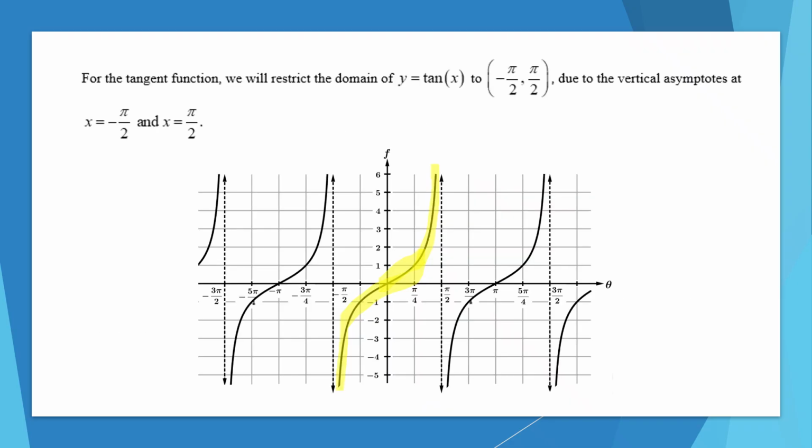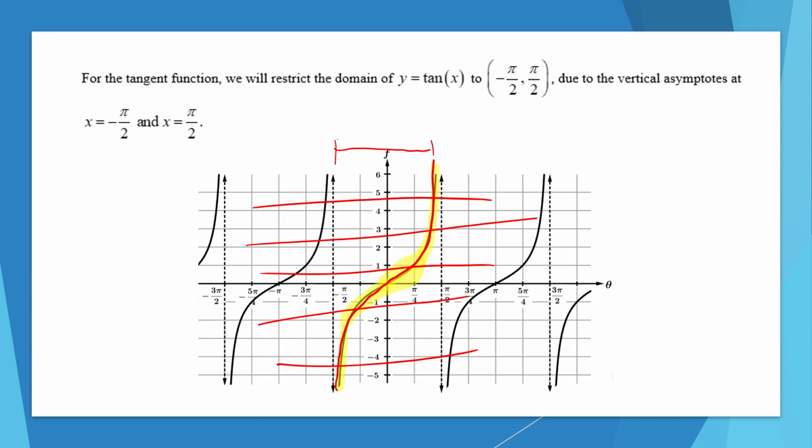And for tangent, it's pretty easy as well. We are just going to restrict the domain to one period of tangent. Here, we're going from negative pi over 2 to pi over 2, right, like that. This will cover every y value possible, but also be invertible, where it will always pass the horizontal line test.